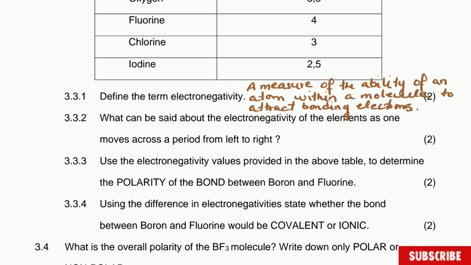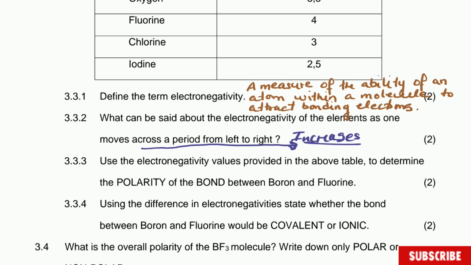Okay, so now question 3.3.2. What can we say about the electronegativity of the elements as one moves across a period? Now this one is a trend, guys. You have to learn it. And you need to know that the electronegativity across a period from left to right will increase. That one is important. Please, it can be asked in the exam.